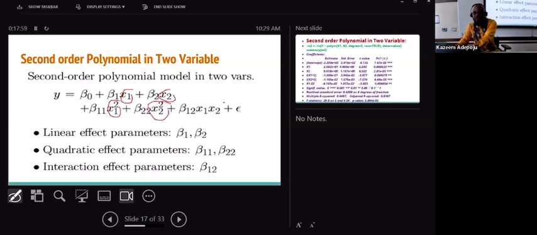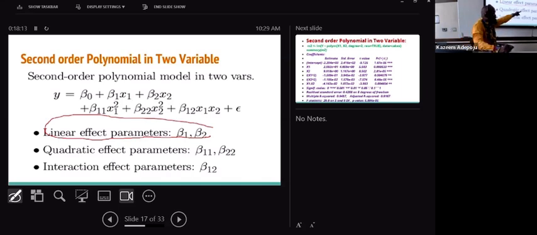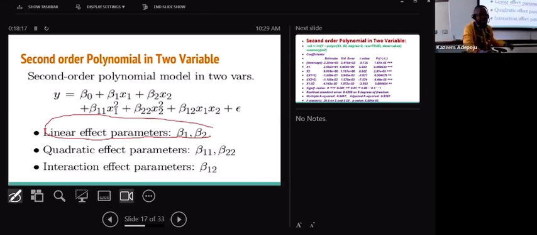And not only that, we also incorporate interaction. And that is why, whatever variable you introduce, I'm trying to tell you now, your beta one, beta two are actually linear effect parameters. And beta one one, beta two two are quadratic effect parameters. And beta one two is the interaction effect parameter. Now let me tell you this.